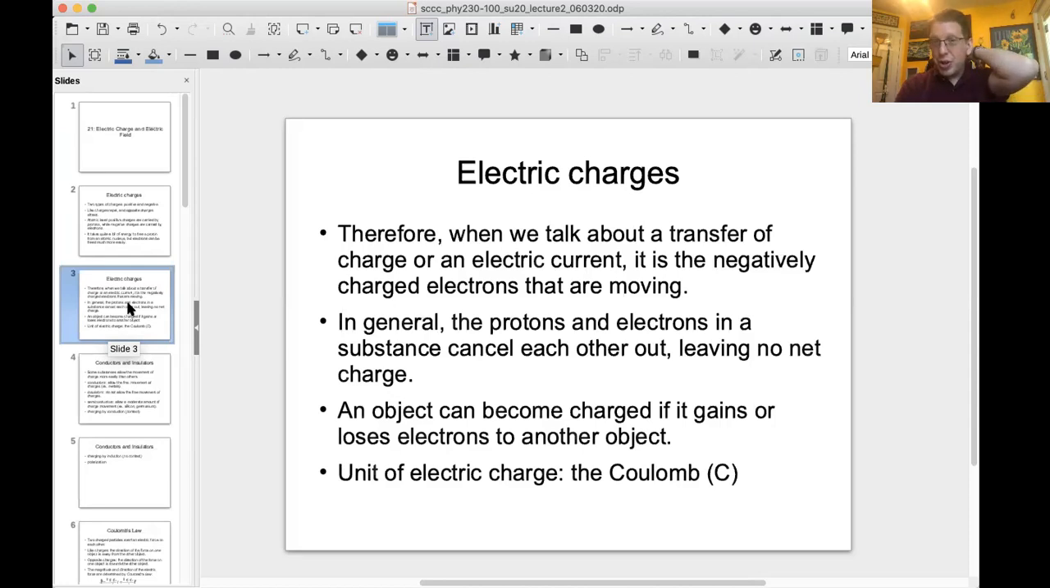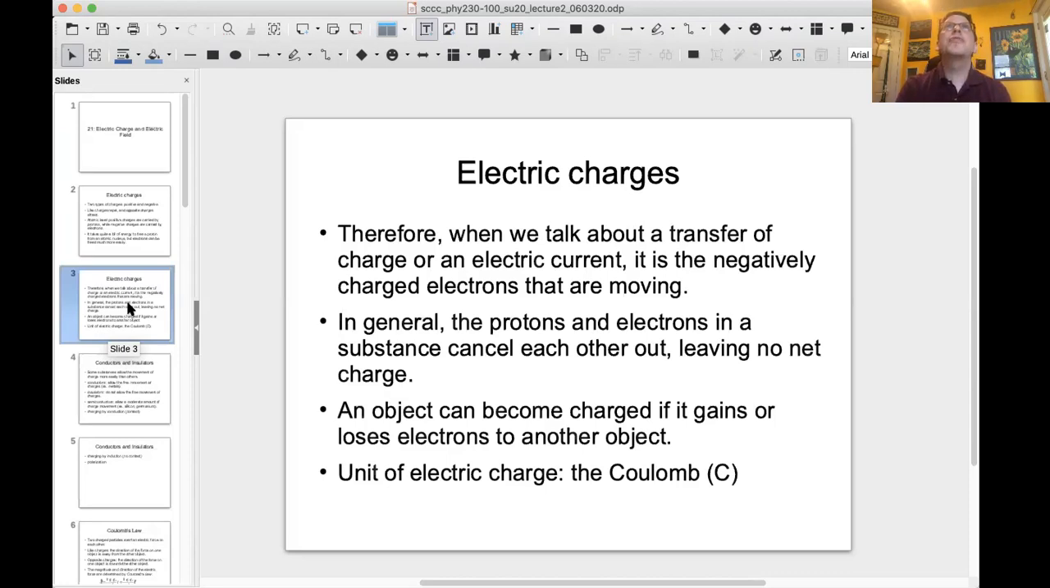An object becomes charged if it gains or loses an electron. So an object that loses electrons becomes positively charged. An object that gains electrons becomes negatively charged. In SI units, which are the units we work with in physics, certainly in the international study of physics, the unit of electric charge is called the Coulomb, named for the person who developed the law for electrical force, or the equation for electrical force, which we're going to talk about in a couple of seconds.